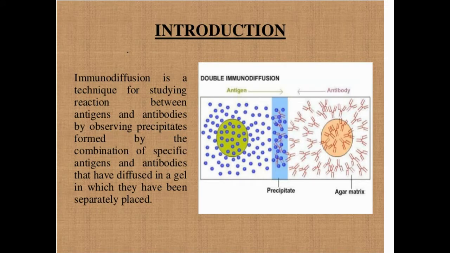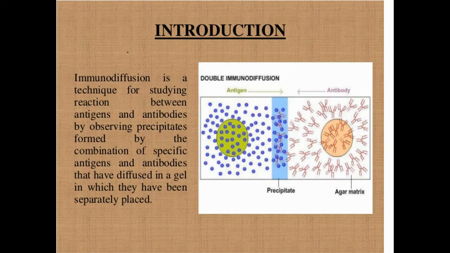As we all know, immunodiffusion is nothing but a technique, just like electrophoresis and chromatography are techniques. This is a technique which is used for studying the reaction between antigens and antibodies. As we all know, what is an antigen and what is an antibody. Antigens are any foreign substance which enters our body. And antibody is nothing but the immune response produced by our cells. We know that antibodies come from B lymphocytes and T lymphocytes.